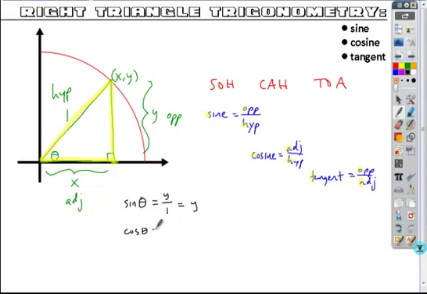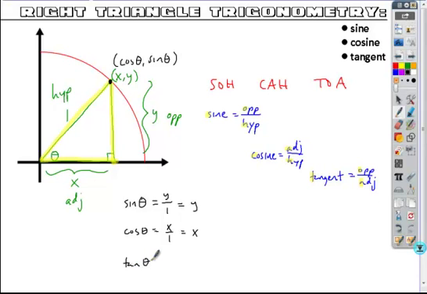The cosine of theta is equivalent to the adjacent, which is x, over the hypotenuse, which is 1. So what you see is that the cosine is equivalent to the x coordinate. So really, the coordinates of this point aren't just x and y, they're also the cosine of theta and the sine of theta. Okay, so when we get to evaluating the trig ratios for the right triangle on the unit circle, the x coordinate and y coordinate are going to be your cosine and sine values respectively.